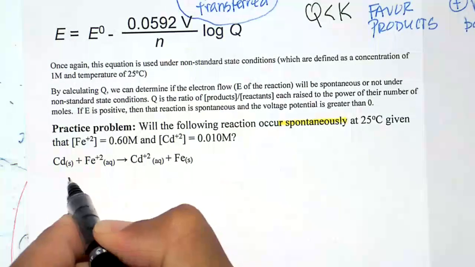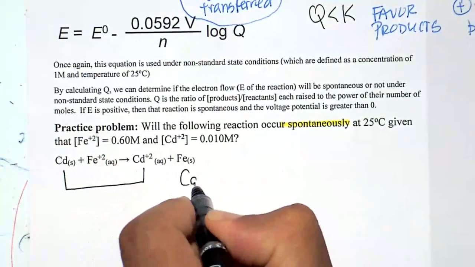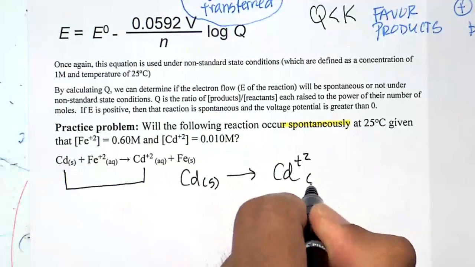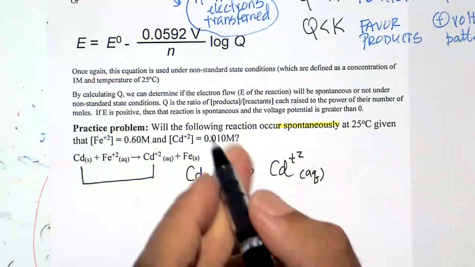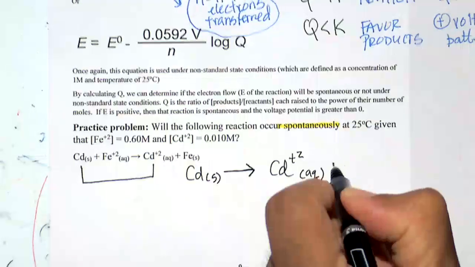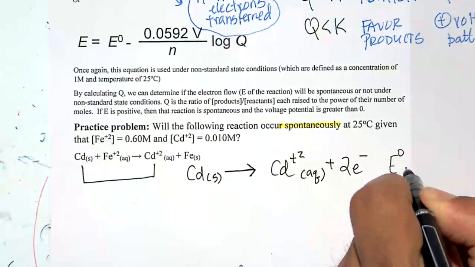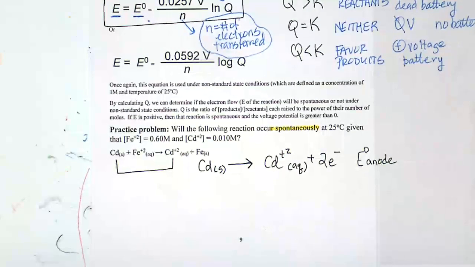The first thing is cadmium goes to cadmium plus 2. We'll do this in black ink. How many electrons and where will it go? 2, on which side? This will balance out the charge. 2 on the product side. And is this oxidation or reduction? We lost 2 electrons. That is oxidation, and oxidation occurs in the anode.